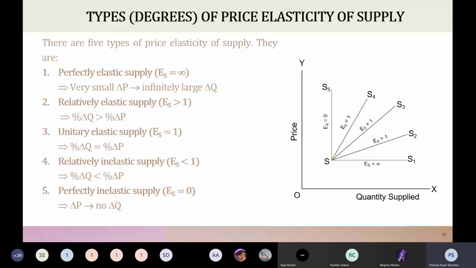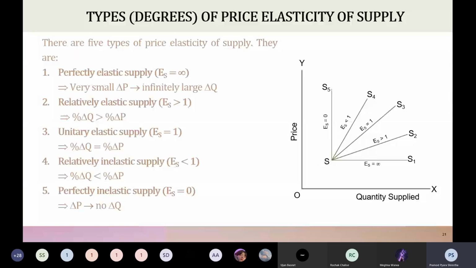Okay. So these are the 5 different lines showing different elasticity of supply. But you have to remember that supply curves are positively sloped, that is upward sloping, but the demand curve is downward sloping. So these are the 5 different types of price elasticity of supply, and this is the combined figure for the 5 types.